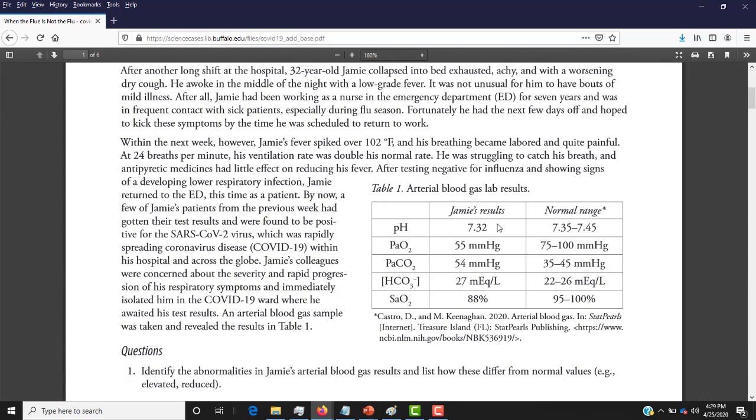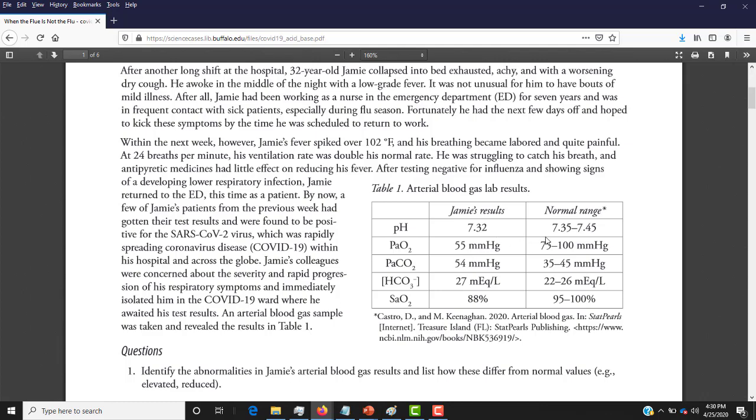For those of you planning to go on to the nursing program, you will see a chart very similar to this many, many times throughout your education and throughout your career. This is an arterial blood gas lab result. These values are probably a good idea to commit to memory sooner than later, because they will come up over and over again. The information on this table is referenced in question number 1. Question 1 was probably the most straightforward and the easiest one. Just identify the abnormalities in the ABG results and list how they're different.